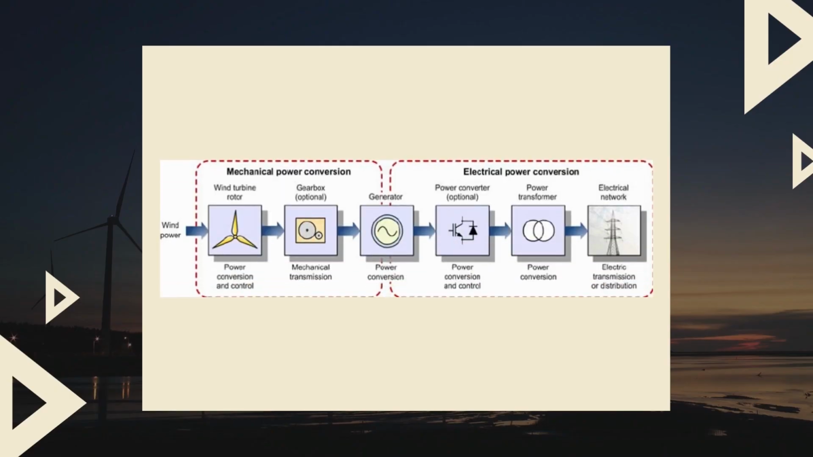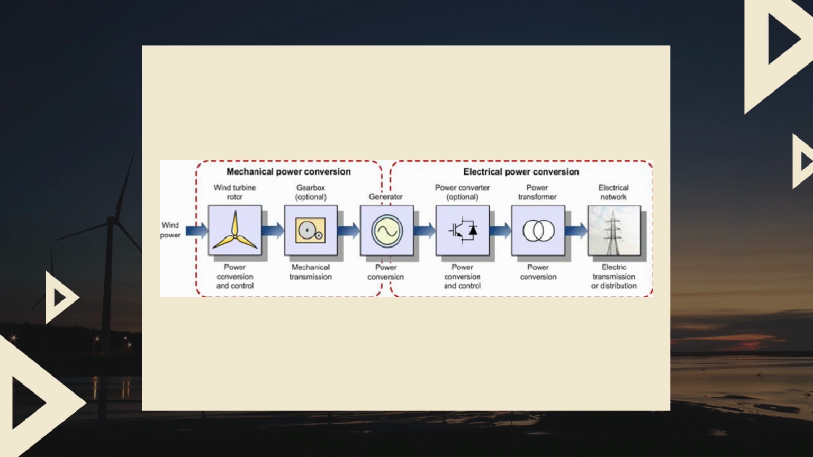Here is how it works. First one, catching the wind. The wind blows and pushes against the turbine's blades. The blades are designed to catch the wind and start spinning. Second one is spinning blades. When the wind makes the blades spin, they turn a part inside the turbine called a rotor.